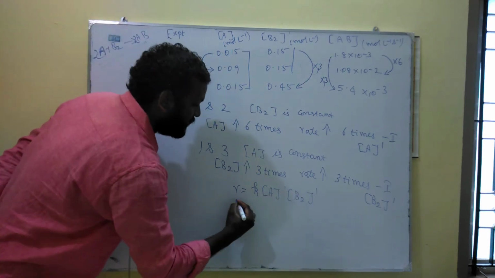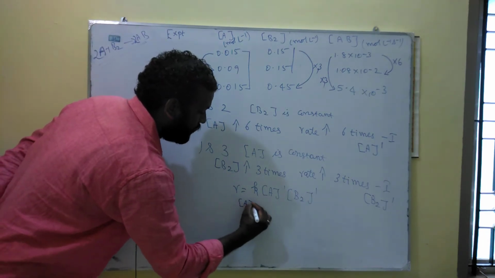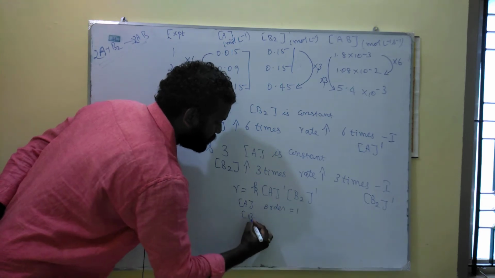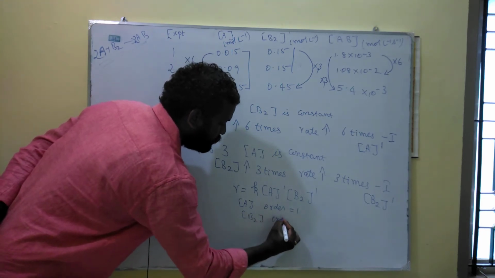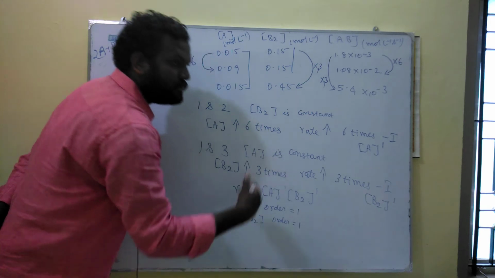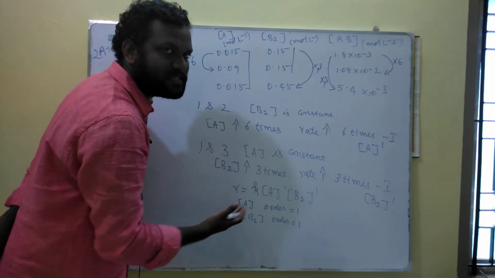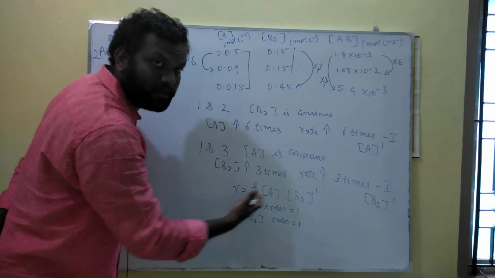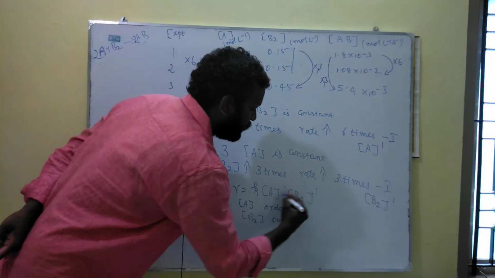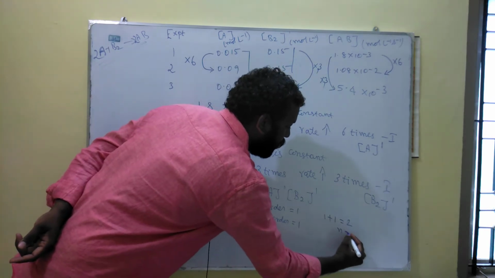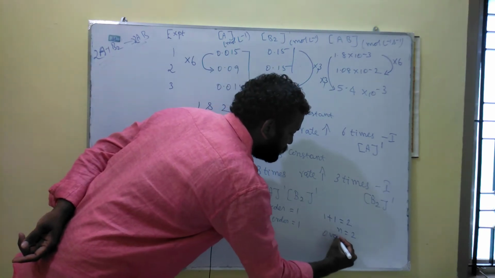With respect to A, the order is 1. With respect to B2, the order is, sorry, 1. What is the overall order? Sum of the powers of the concentration terms raised in the experimentally derived rate law expression. So A power 1, B2 power 1, that is totally 2. So the overall order is 2.